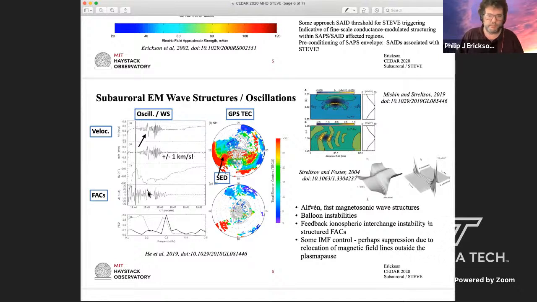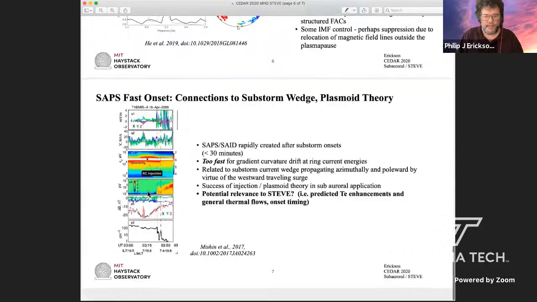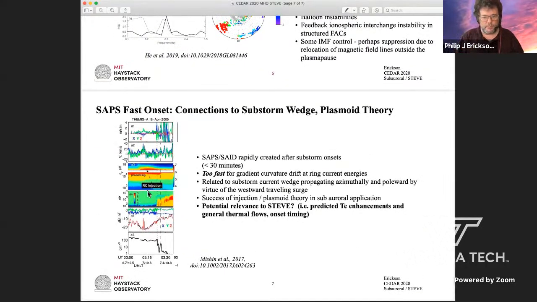And the left-hand side of the page also shows you that there are highly structured oscillations or wave structures. SAPS WS has been labeled again in this region, and it would be interesting to see how Steve is emerging from these conditions. And finally, I just want to leave a reference to the paper, the fact that there is this injection and plasmoid theory that helps explain why SAPS occurs and SAID occurs so rapidly after substorm onsets, really too fast for a lot of gradient-curvature drift of the normal things at ring current energies.